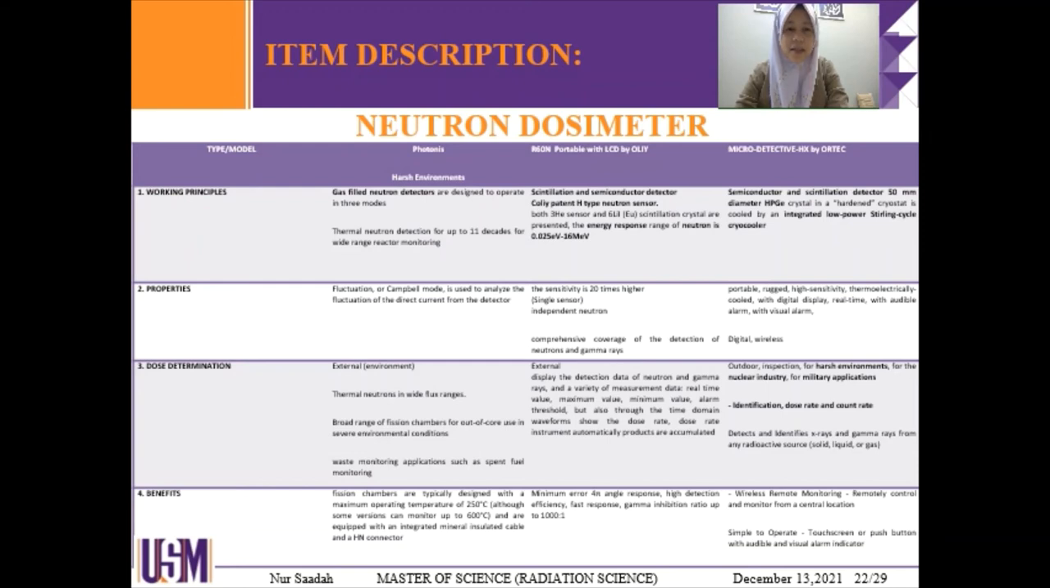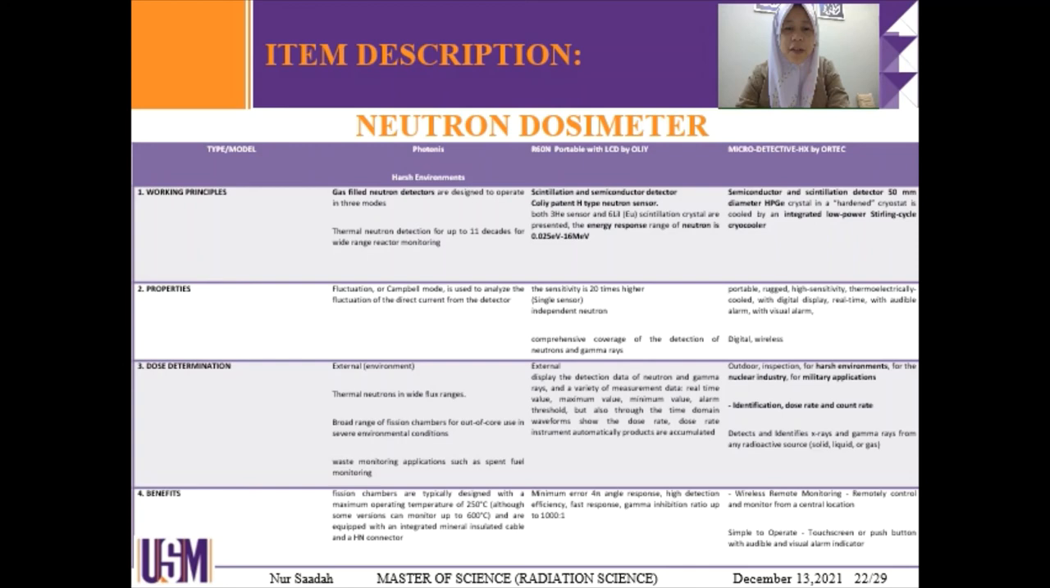Harsh environment detector. The working principle is a gas-filled detector designed to operate in three modes. Thermal neutron detection for up to 11 decades for wide range reactor monitoring. Also a nuclear reactor gas detector. The property is that fluctuation or Campbell mode is used to analyze the fluctuation of the direct current from the detector. And dose determination, external environment, thermal neutron in a wide flux range, a broad range of fission chambers for out-of-core use in several environmental conditions. Waste monitoring applications such as spent fuel monitoring.